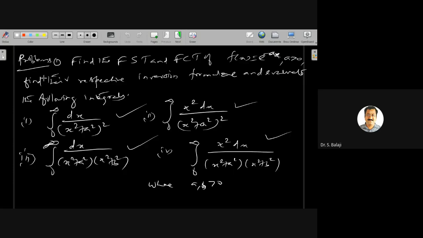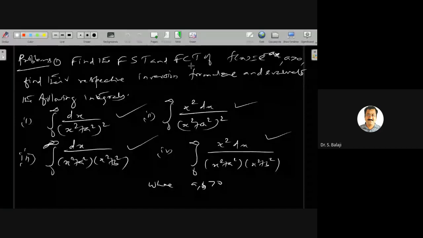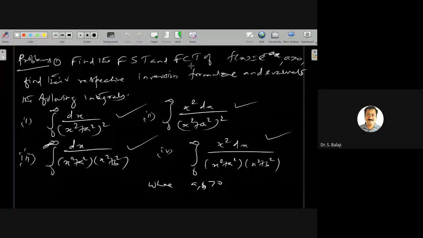We take our first problem. Problem number 1. Find the Fourier sine transform and the Fourier cosine transform of f of x equal to e power minus ax, where a is greater than 0.